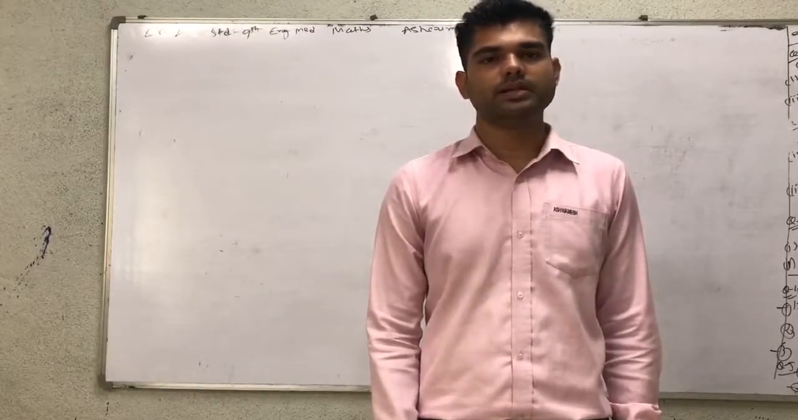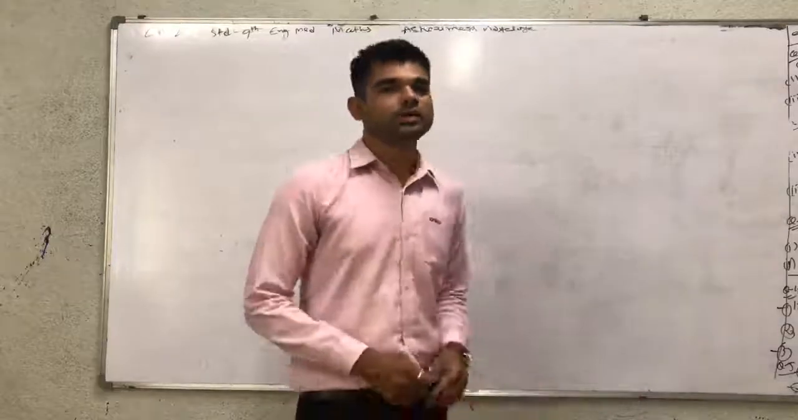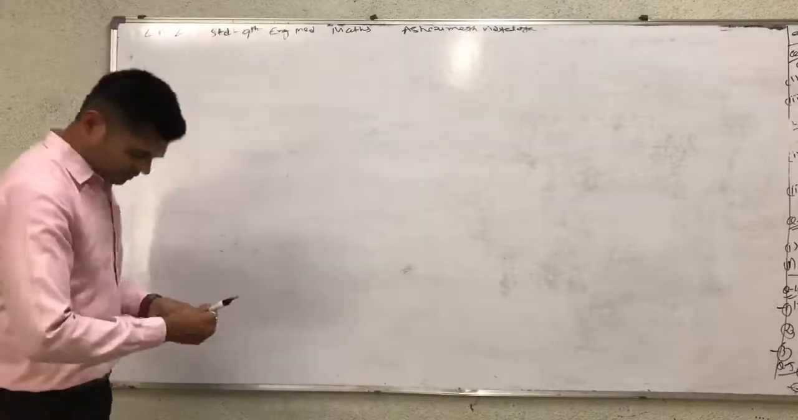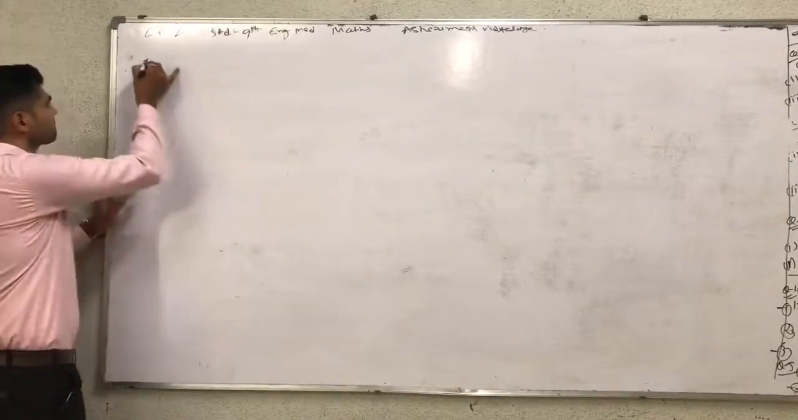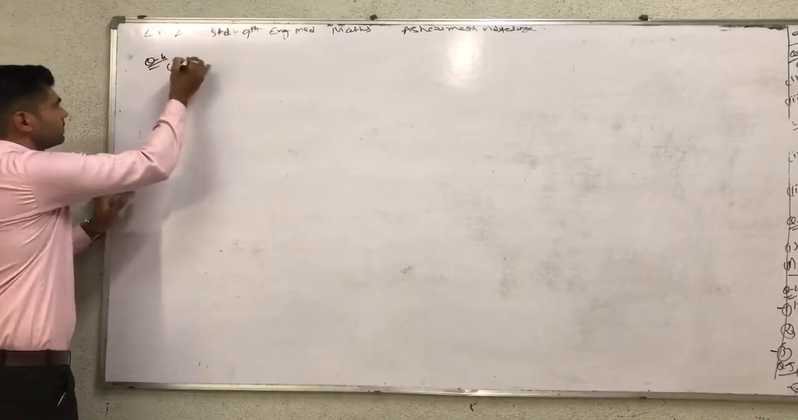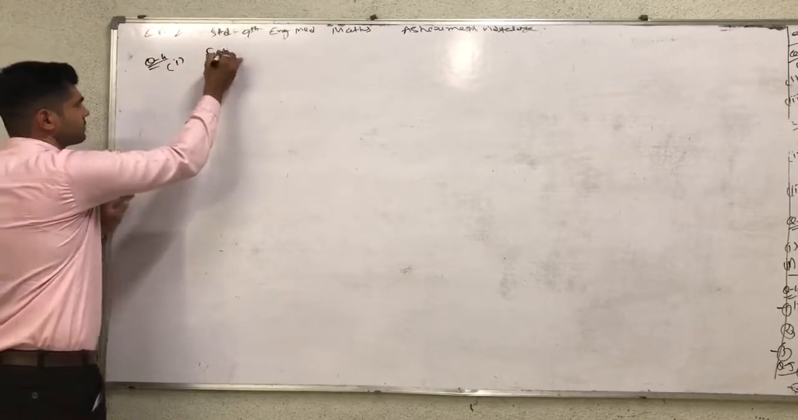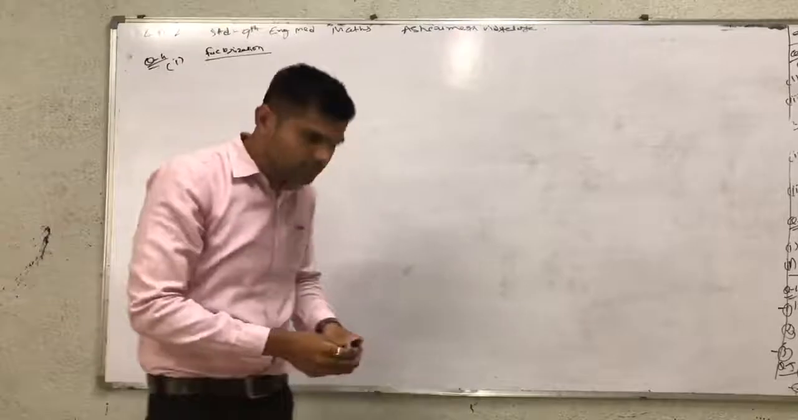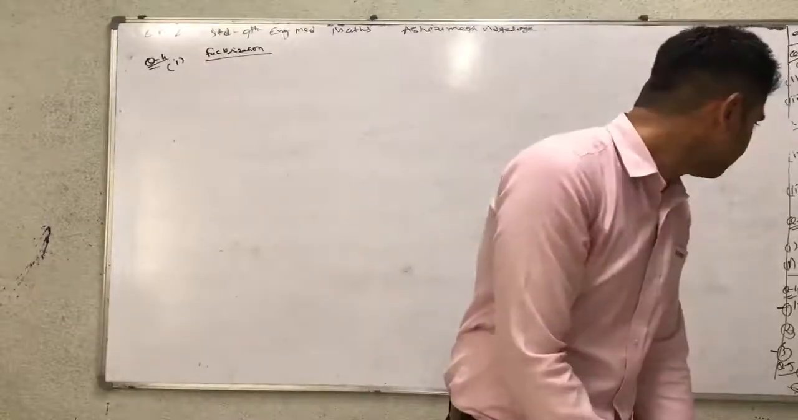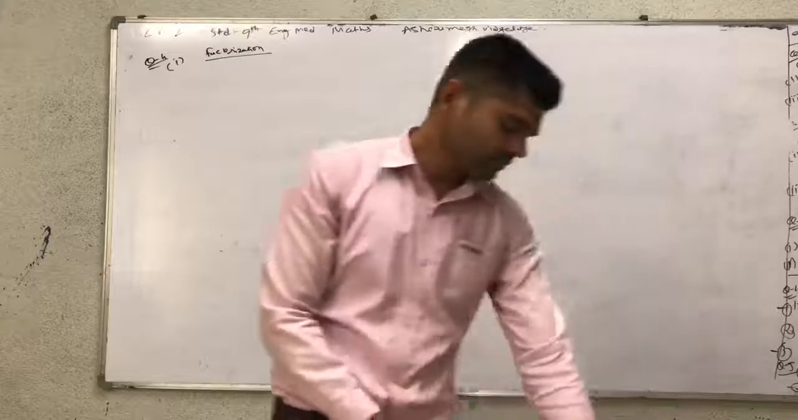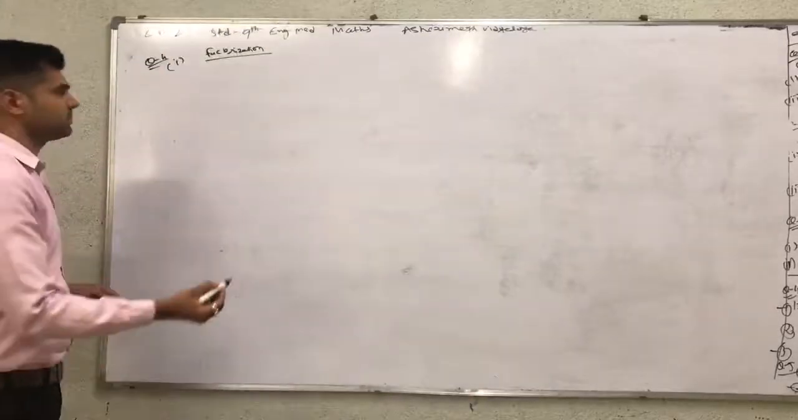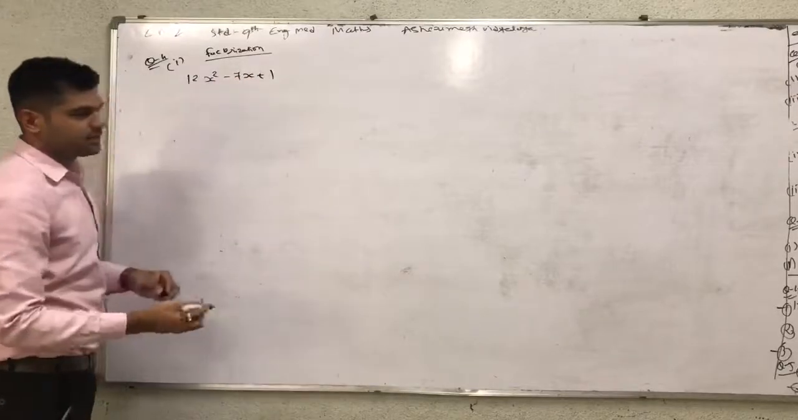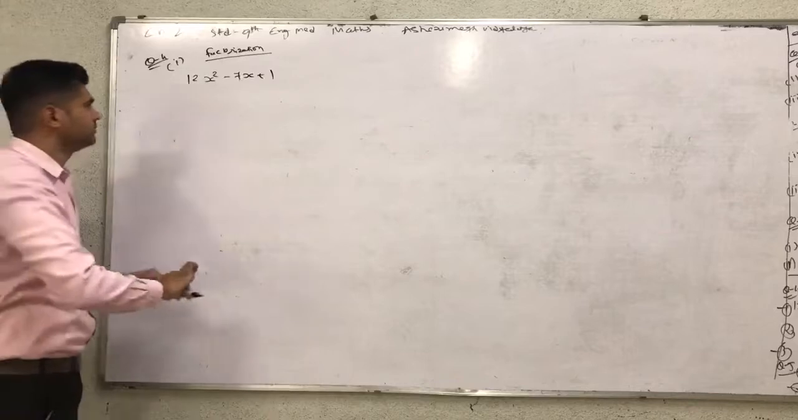Today we learn Standard 9th English Medium Maths chapter number 2, exercise 2.4 continued. Question number 4. Factorize by the factorization method. First factor 12x square minus 7x plus 1.